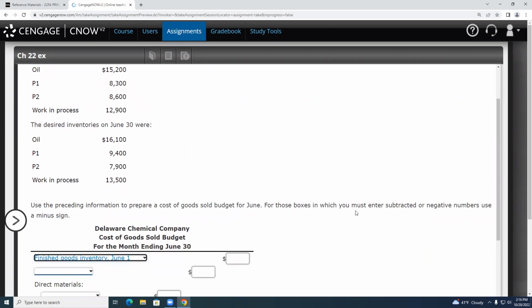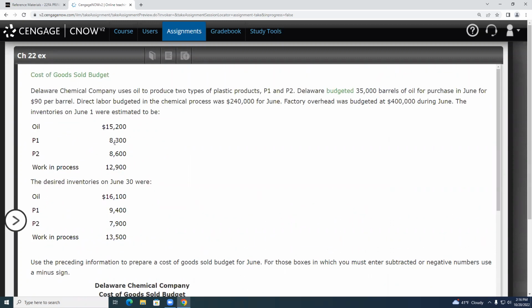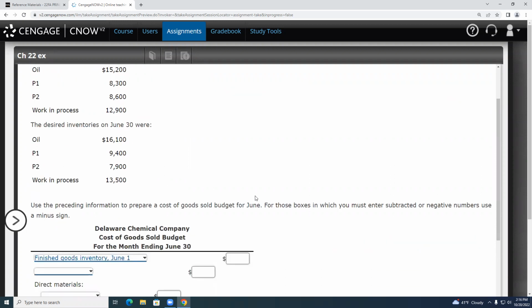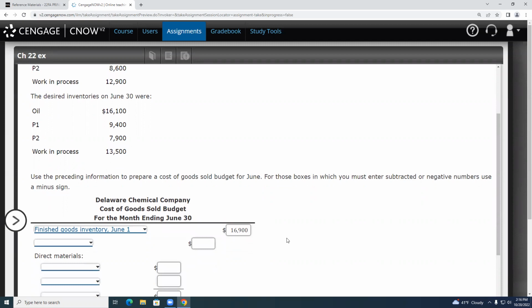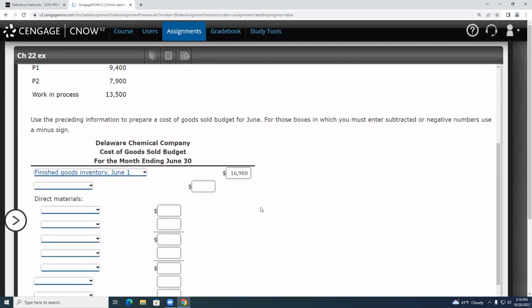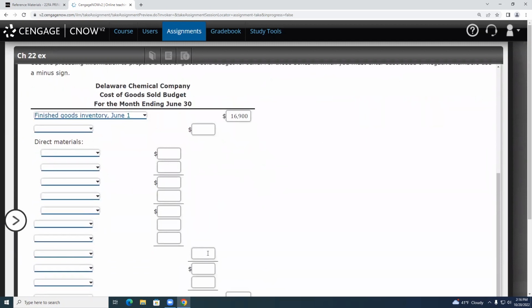So at the beginning of the month, we have available $8,300 worth of P1 and $8,600 worth of P2. So combined, that would be $16,900 worth of finished goods inventory at the beginning of the month. So that's what we started with. The next little bit here is going to be to calculate what did we add to that.